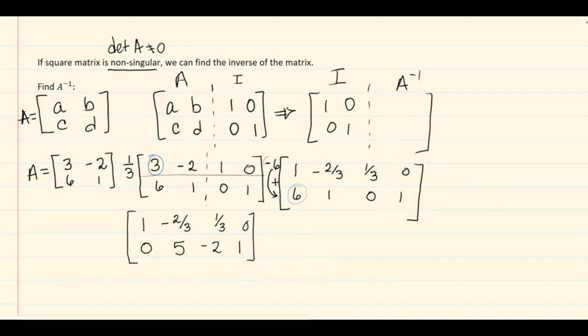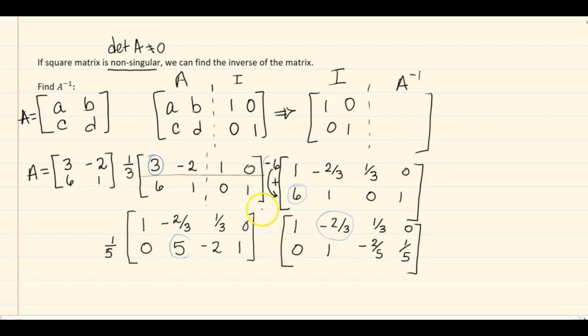So the next thing we need to do is get this to become a 1. One of the fastest ways to do that is to multiply the second row by 1/5. So the first row stays the same as 1, -2/3, 1/3, 0. And the second row, I'm going to multiply everybody by 1/5. So I'm going to get 0, 1, -2/5, and 1/5. We're almost done. The last thing we need to do is get this guy to be a 0. So we're going to multiply the second row by +2/3 and then add.